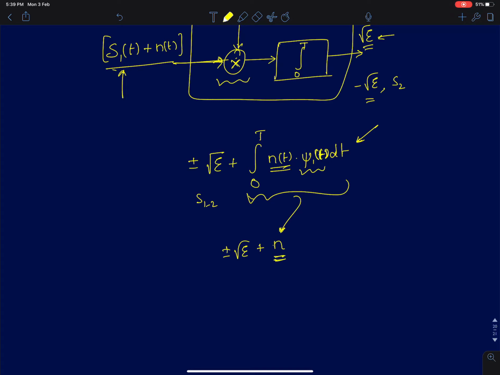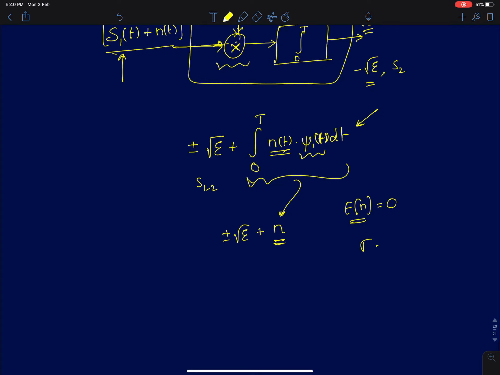Now there is a little bit of mathematics which can very easily show that the mean of n, the expected value of n, is 0, and the variance sigma square is given by N naught by 2. N naught, as I have discussed in an earlier class, has units of watts per hertz. There is a proper theory for it. We need at least 4 or 5 lectures on a topic called random processes to discuss this, but right now you can just take this as a fact.